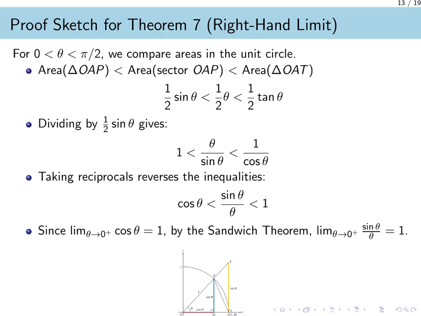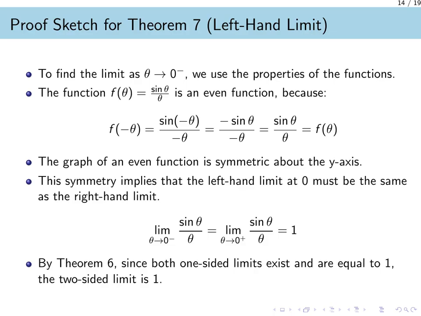After some algebraic steps, including taking reciprocals which reverses the inequalities, we can trap our target expression, sine theta over theta, between cosine theta and the number 1. It is crucial that theta is in radians, as the sector area formula depends on it. This geometric comparison perfectly sets up the squeeze theorem, as our function is caught between two expressions that both approach 1.